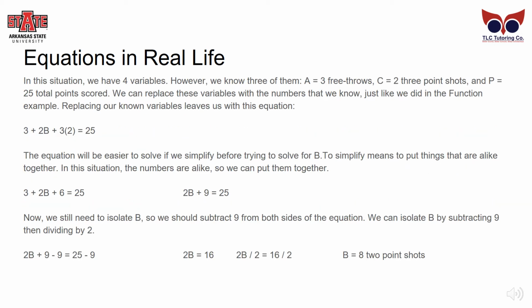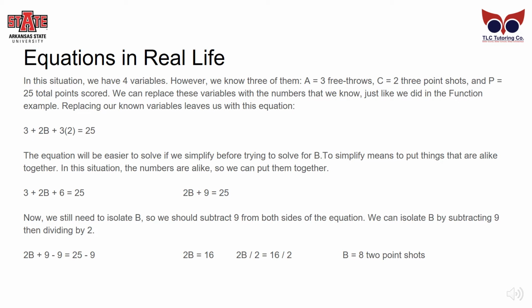In this situation, we have 4 variables. However, we know 3 of them. A equals 3 free throws, C equals 2 three-point shots, and P equals 25 total points scored. We can replace these variables with the numbers that we know, just like we did in the function example. Replacing our known variables leaves us with this equation: 3 plus 2b plus 3 times 2 equals 25.